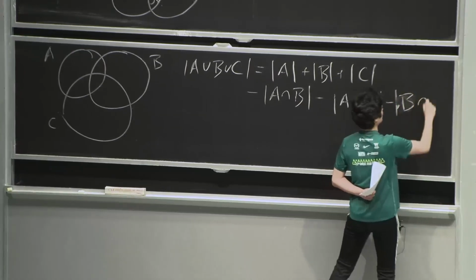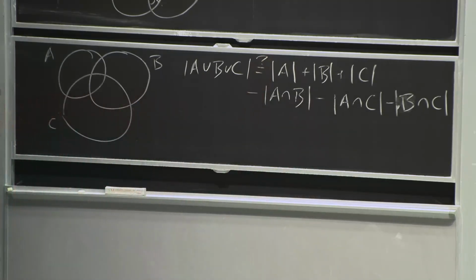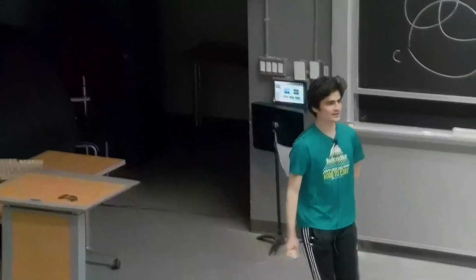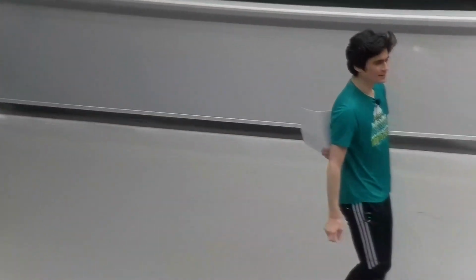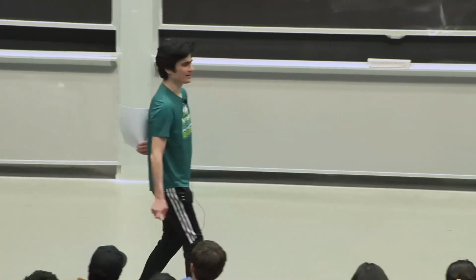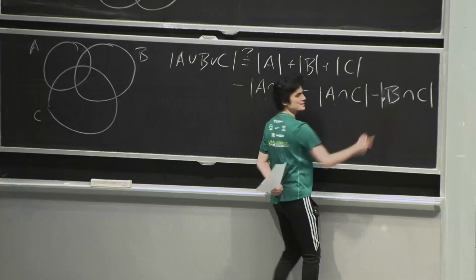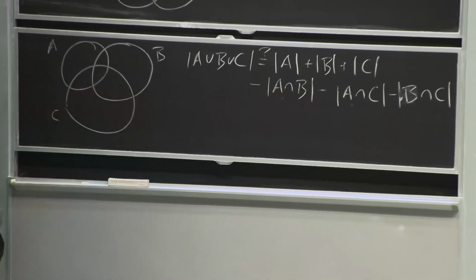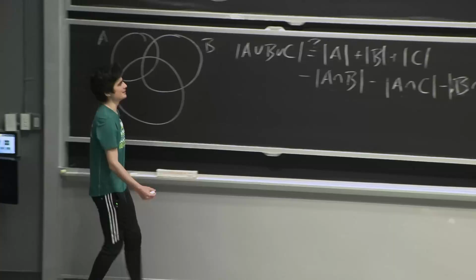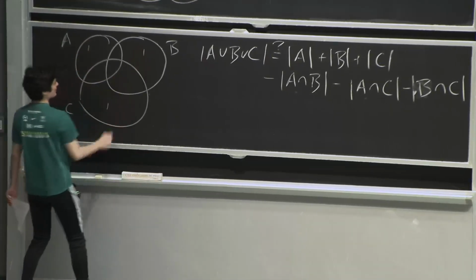Is this true? Yeah. Okay, so your classmate's observation was that these intersections themselves overlap, right? So if we think about how many times we've counted each item, everything here we've only counted once. Everything here we've only counted once. Everything here we've only counted once.